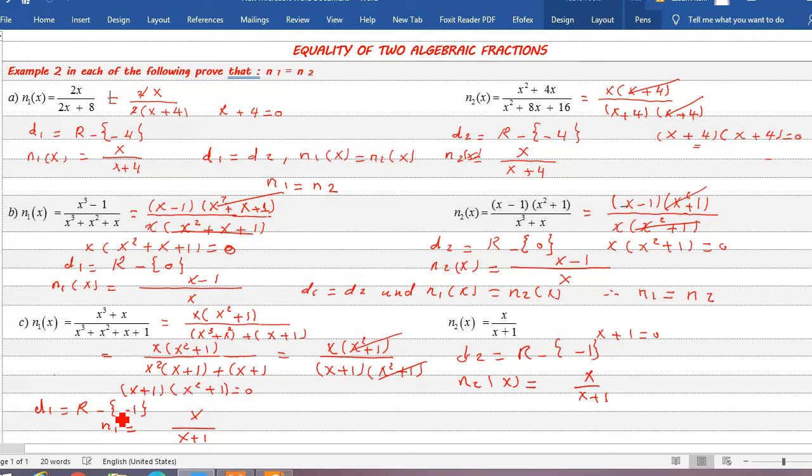Look at this. The domain equals the domain: D1 equals D2 and N1 of x equals N2 of x. Then D1 equals D2 and N1 of x equals N2 of x, then N1 equals N2.